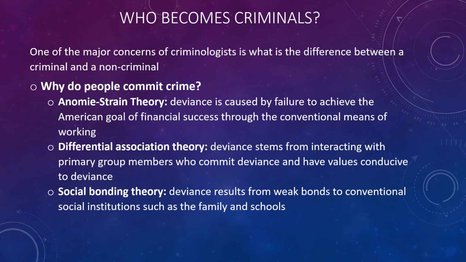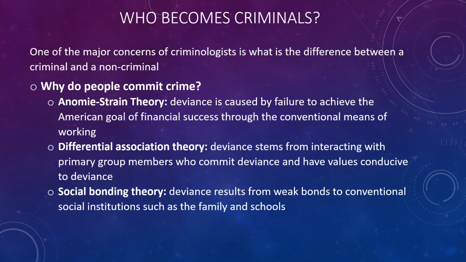This suggests that deviance is caused by failure to achieve the American dream of financial success through conventional means of working. Basically, what this states is that when somebody is unable to get a conventional job in order to get money, then they will try to go do different things. So thus, if you want money but you can't get a job and you choose to commit crime instead of getting a job that you're unable to get, then that may be why you commit crime, right? You're just trying to get the same money everybody else can because you don't have those opportunities.